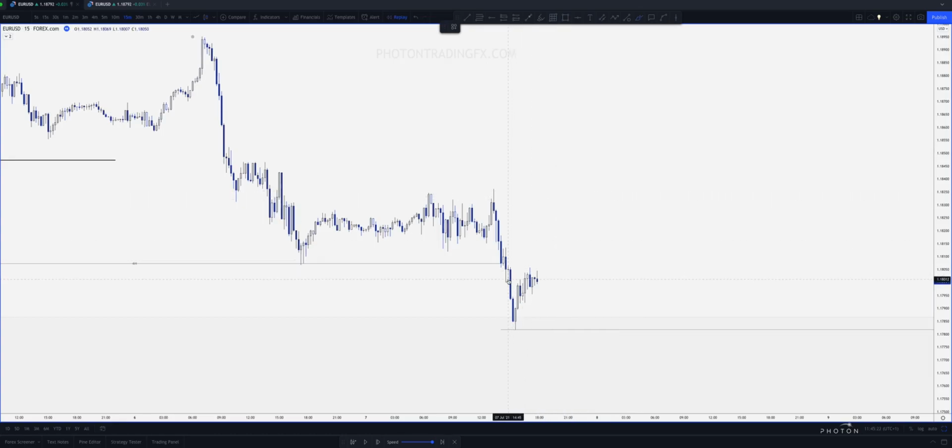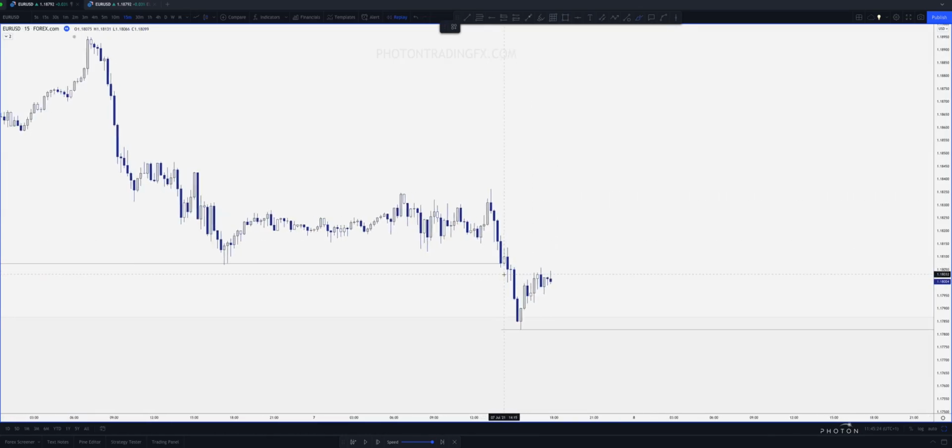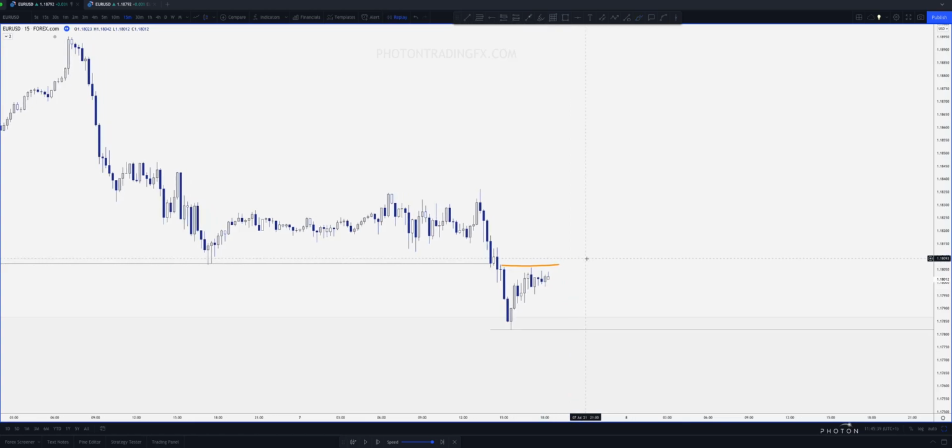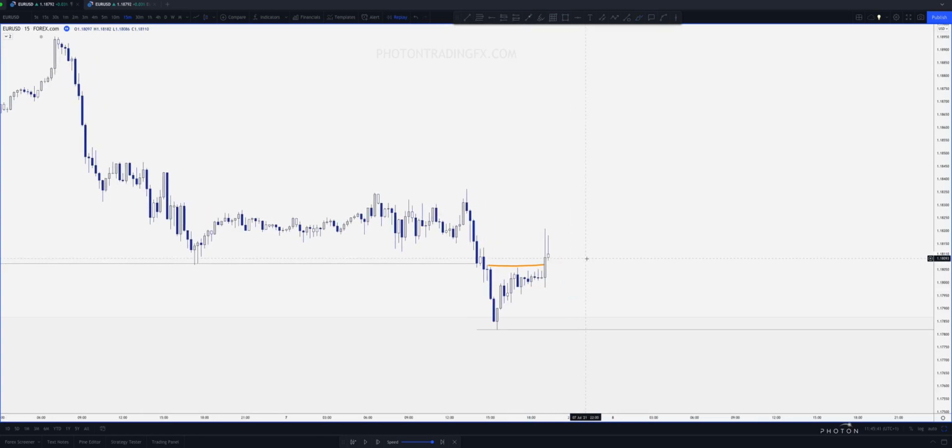So what can we do? We can wait for a change of character. Well, this one's a bit subtle, but you see this candle here, you see how it didn't break this candle's low? So what that means is price pulled back, it pulled up, and then it took the low. So there's a very minor low there, which means that this is actually a high. So soon, or if and when we get a break of that high, that for me would be a change of character. Okay, so now we have the M15 change of character.